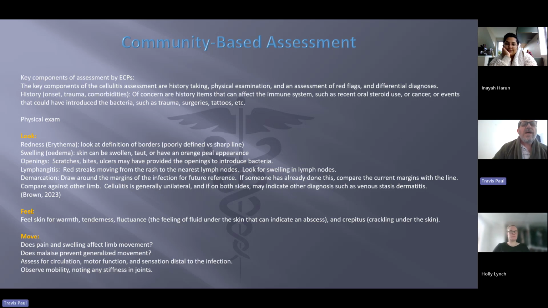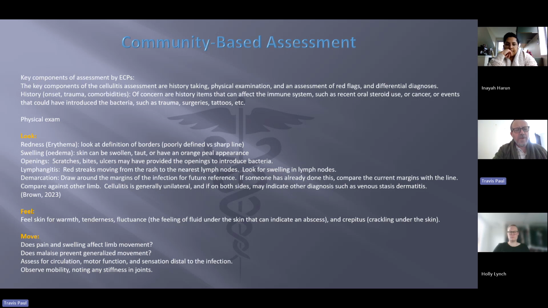Key components of the assessment by ECPs is history taking, a physical examination, and assessment of red flags, and going over your differential diagnoses. Your history taking, items of concern, things that affect the immune system, such as steroid use, cancer, like if they've been undergoing chemotherapy, or events that could have introduced the bacteria, such as trauma, surgeries, tattoos, etc.